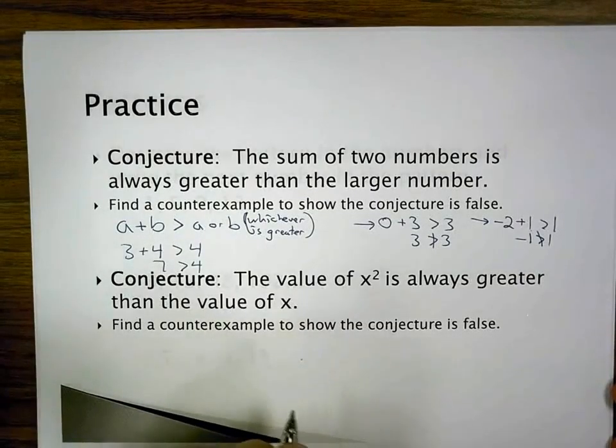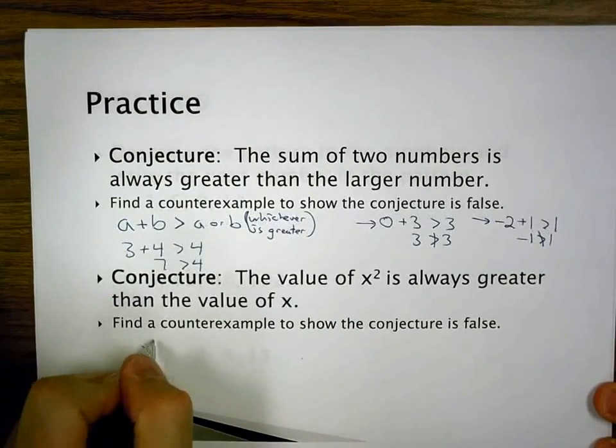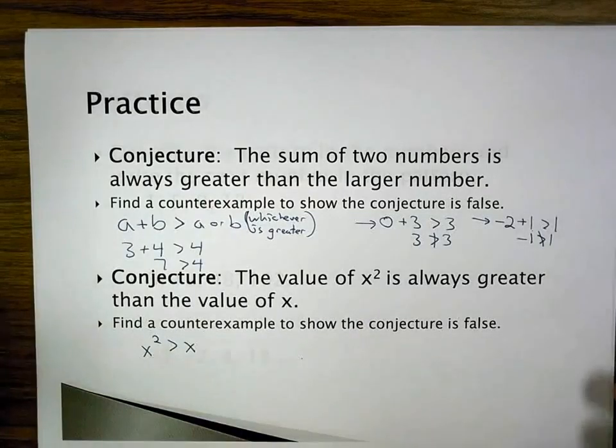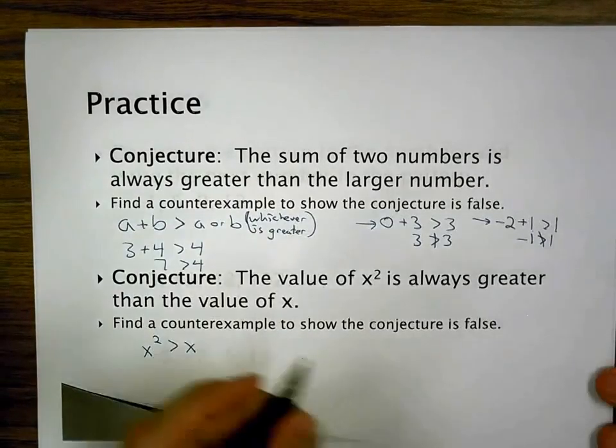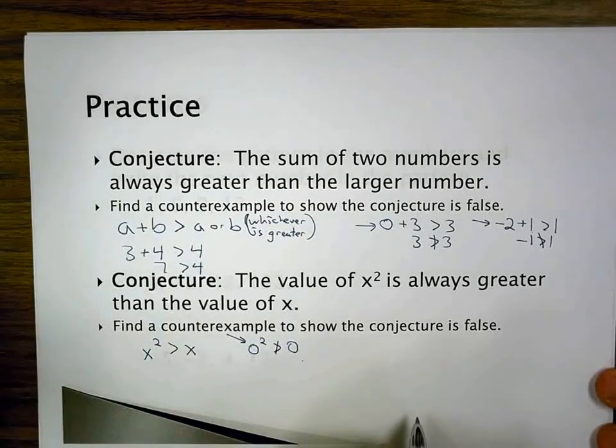In our second one, the value of x squared is always greater than the value of x. X squared is greater than x. Now, again, we can come up with a lot of ways that make this true, but they're telling us to look for one way to make it false. Well, we tried 0 earlier. 0 squared is greater than 0. That's not true, so that would be a counterexample.